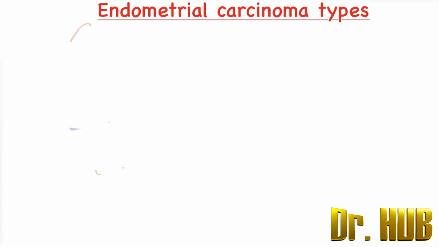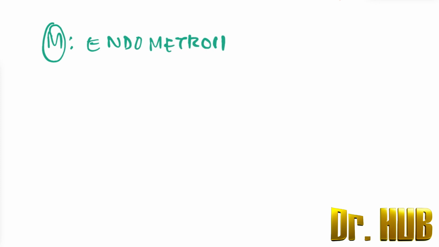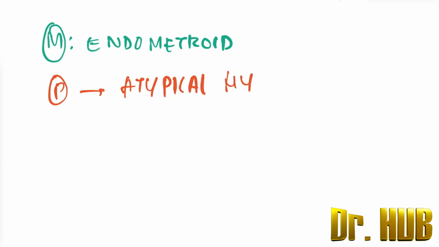Next is the morphology. Under the morphology, it is the endometrioid. Then what is the precursor? The precursor is atypical hyperplasia.